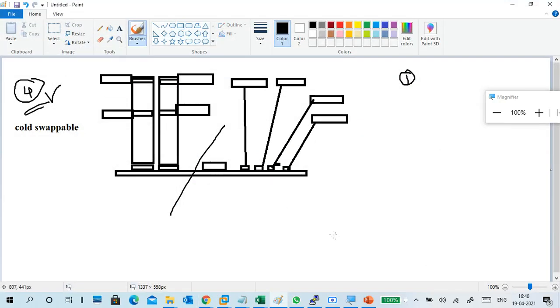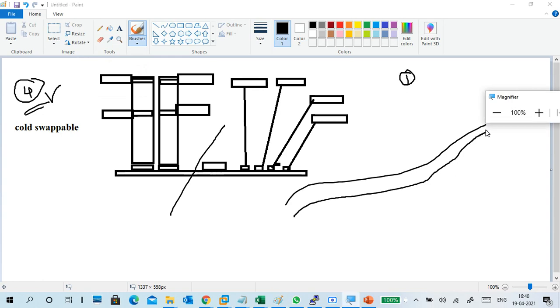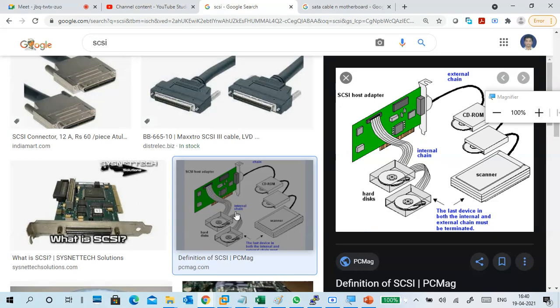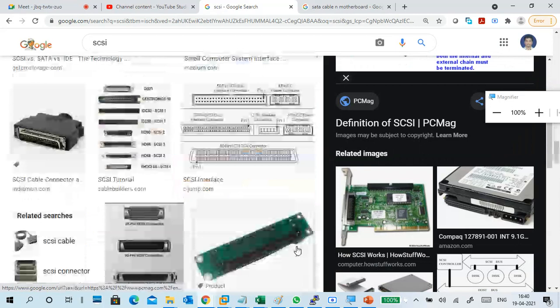For example, this is the cable. It is bigger in size, but a number of connectors are possible. A number of connectors are there on it, so you can connect a higher number of devices. Okay, so that is one thing. The important point is that both internally and externally we can connect it.